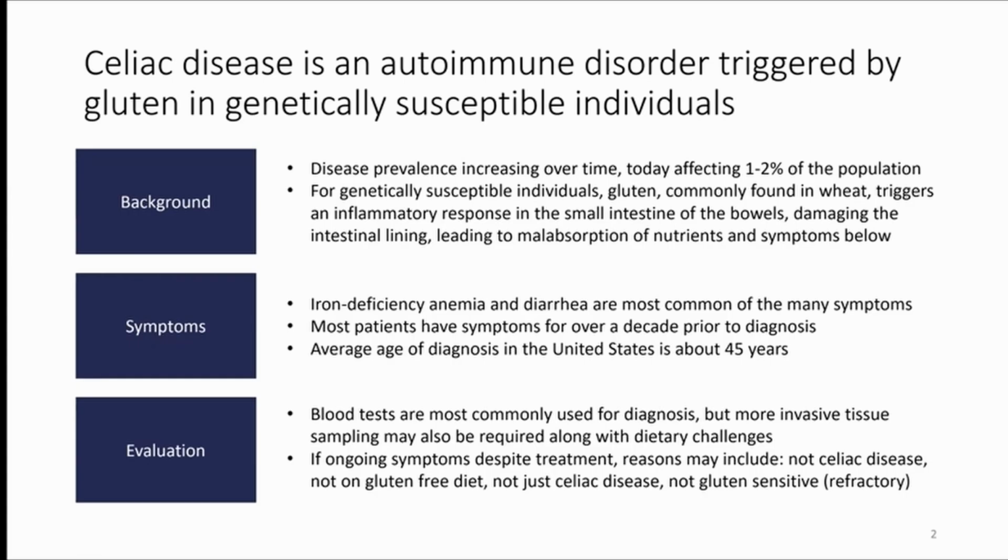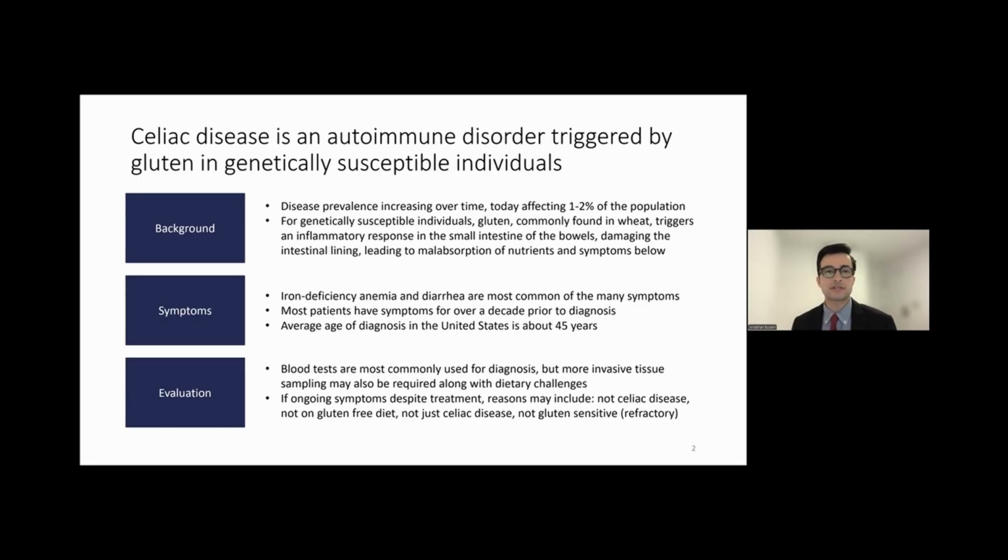Highlighting it with the title: celiac disease is an autoimmune disorder and it's triggered by gluten in genetically susceptible individuals. So this highlights the current understanding of celiac as more of an autoimmune focus with many manifestations throughout the body, rather than primarily just a GI disorder focused on malabsorption. And we'll delve into it a little bit more through 3 different sections. We'll start off with the background, then move on to the symptoms, and then conclude with some of the evaluation.